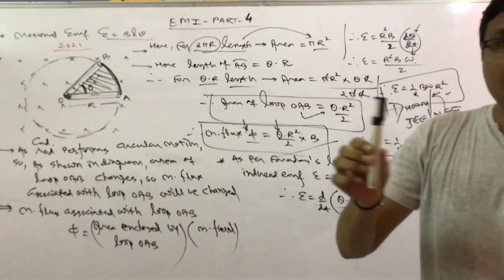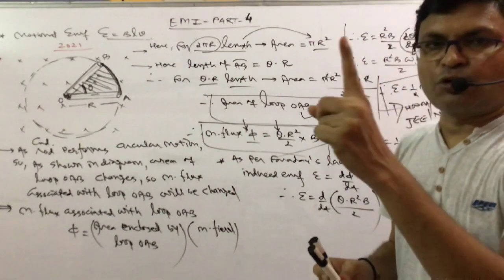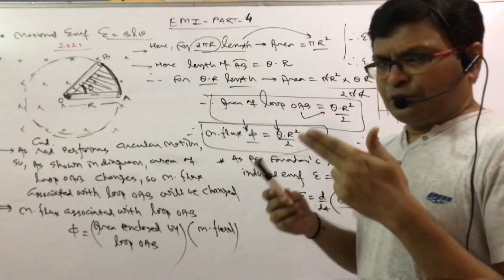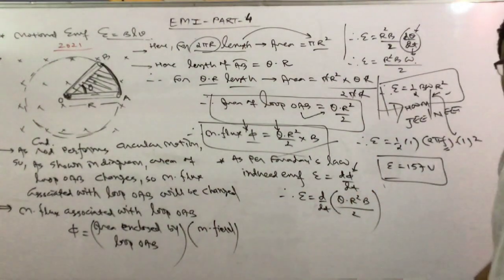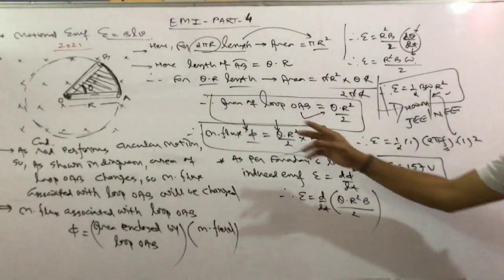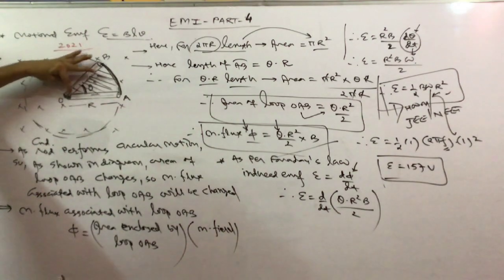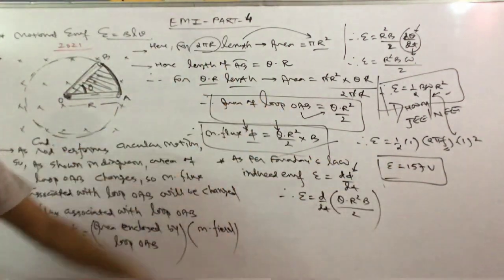Any conducting wire passing through a magnetic field, you know that very well, this conducting rod behaves like a battery and produces EMF. What is the formula of this EMF? BVL. Similarly here, you can see that EMF. Why? Because this rod now behaves like a battery. And what is the potential difference across these two ends of the battery? It is 157 volt for the given situation.